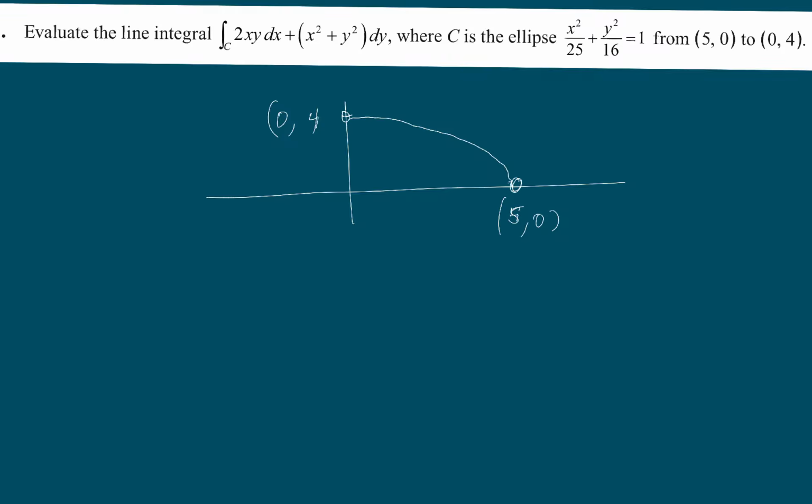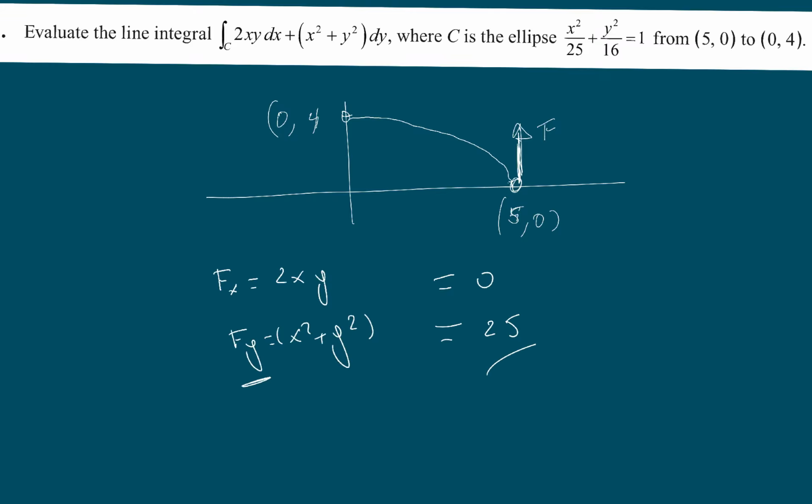For example, at the point 5, 0, the vector field is here. Fx is 2xy. Fy is x squared plus y squared. So at the point 5, 0, x equals 5, y equals 0, the component x is 0. The component y is 25. It means that at the point 5, 0, there is a force vector that has 25 units and is in the j direction, Fy.